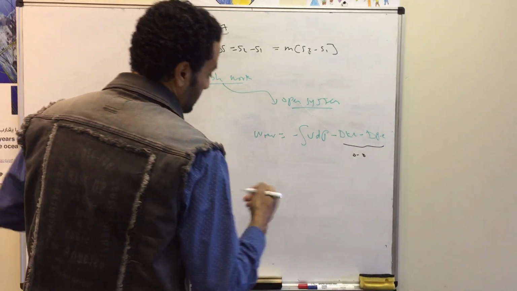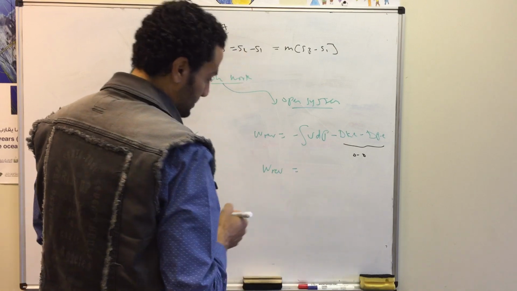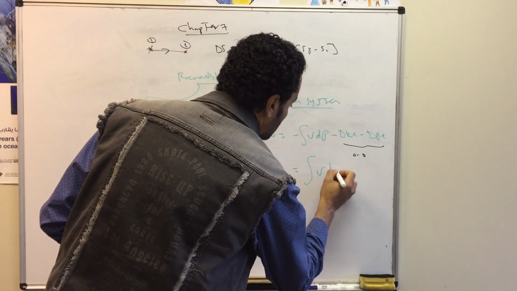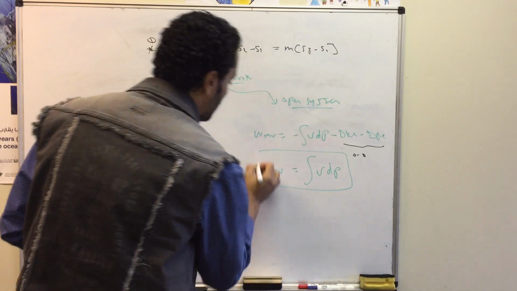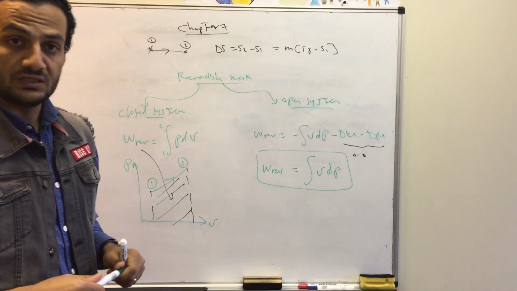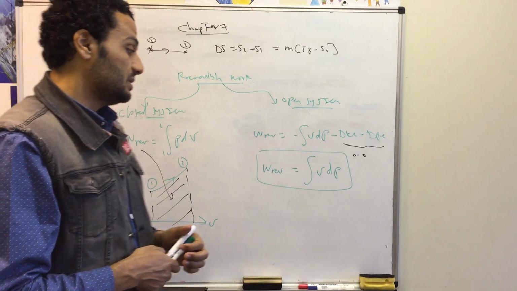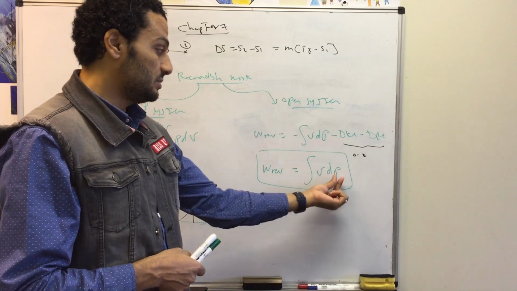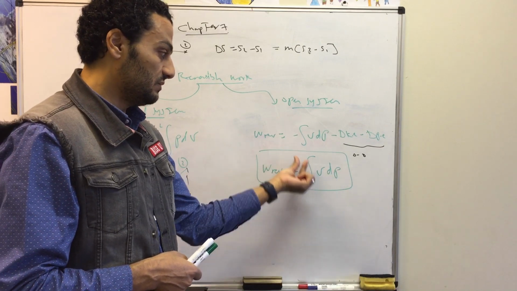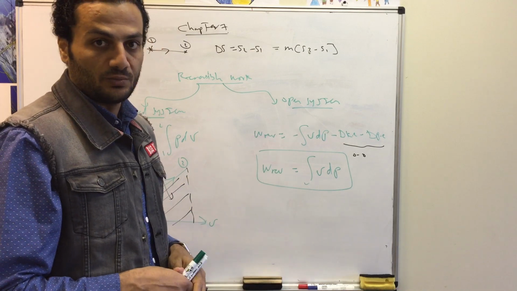Based on that, we can reduce this relation: the reversible work for an open system equals the integration of VdP. We can also remove this negative sign. This negative sign is an indication of the direction. When we have a compressor, the process is compression, so in this case this term will be positive and this negative sign will remain. This means the work is consumed by the compressor.